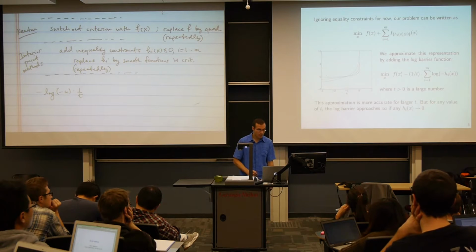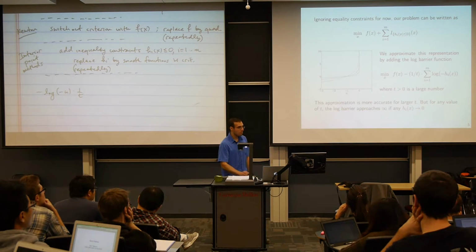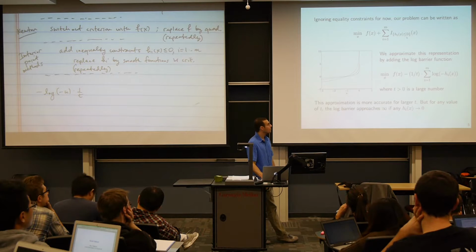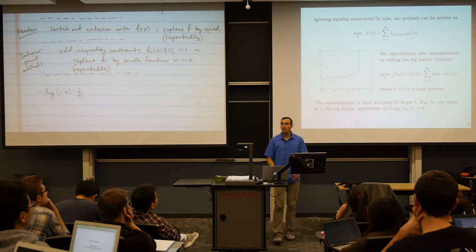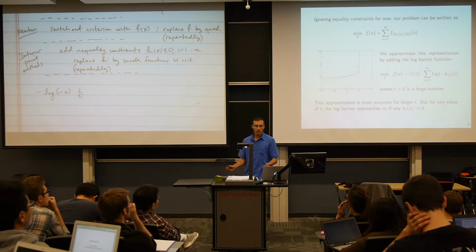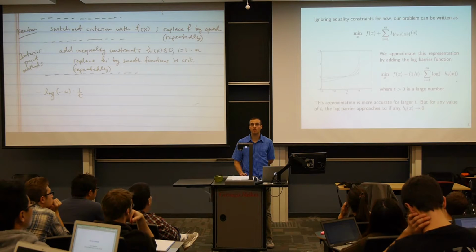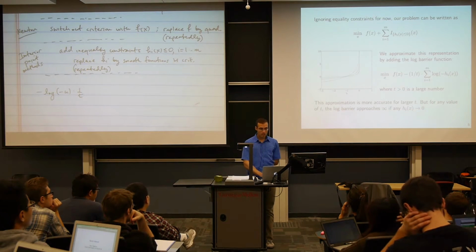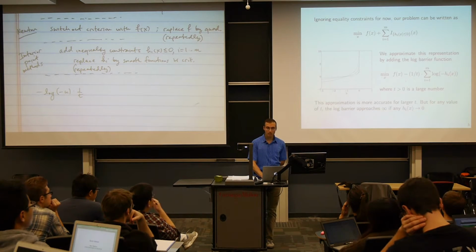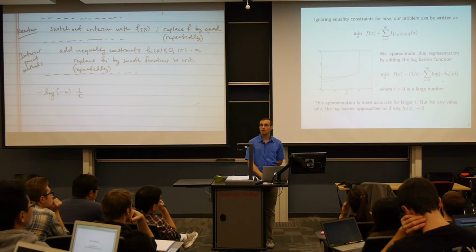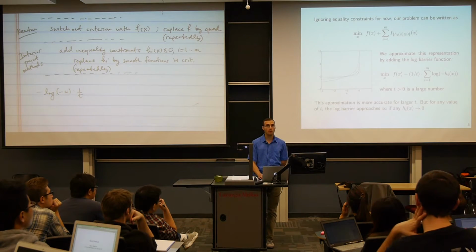Okay, so now you can kind of guess what we're going to do. We're going to have a problem of this form, hard to solve because these are hard inequality constraints. We're going to replace them by a term in the objective that looks like this, where t is a large number, because the larger the better the approximation. And we're going to solve this smooth problem without inequality constraints. And we're going to claim that provides us an approximation to the inequality constraint problem.